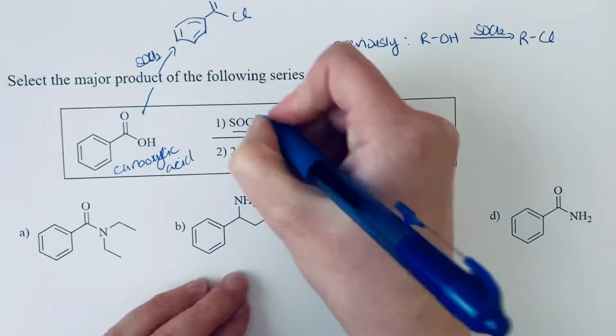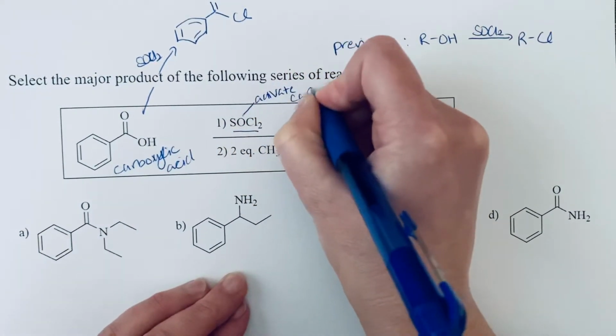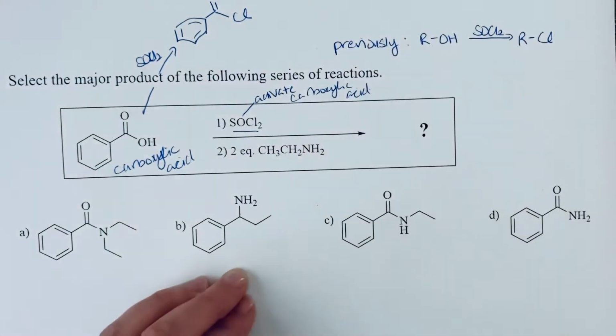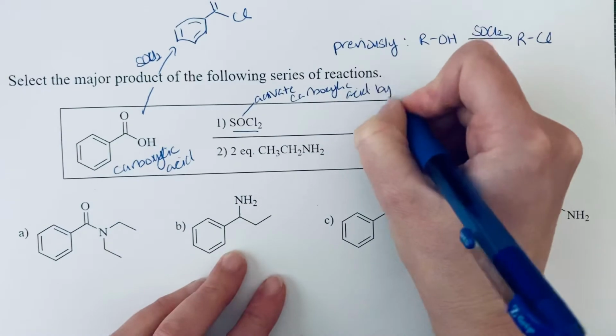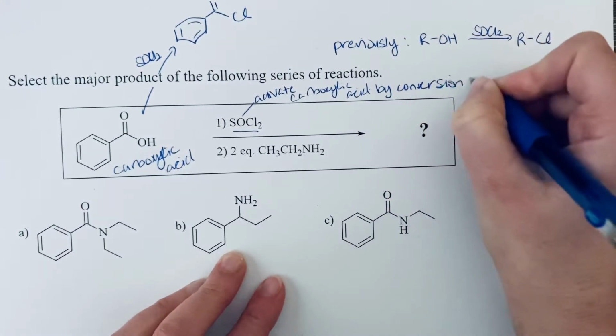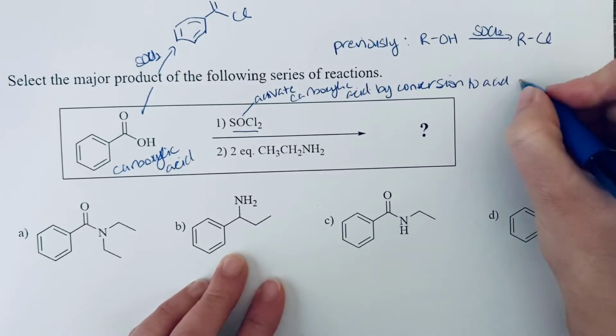So this is a way to activate the carboxylic acid. That's what we call it. So this is how chemists activate the carboxylic acid, by conversion to the more reactive acid chloride.